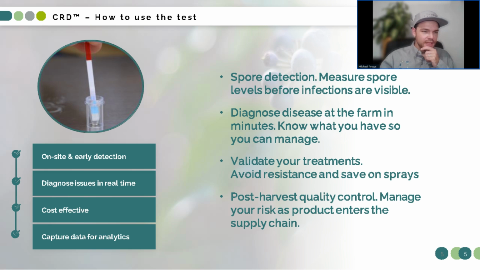Now that we know exactly what we're dealing with, there are a few methods that we can use in the field to help the farmer make decisions. The first one is spore detection, or what we call early detection. That helps you measure the spore levels before infections are visible, so you can address your treatments accordingly. If you need to diagnose what's happening in the field, you can do an immediate test and get your Botrytis levels right then and there.